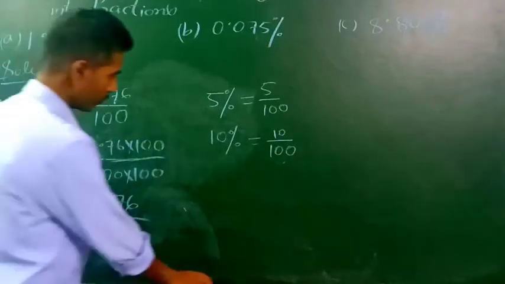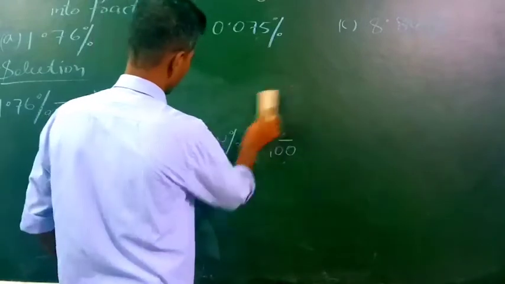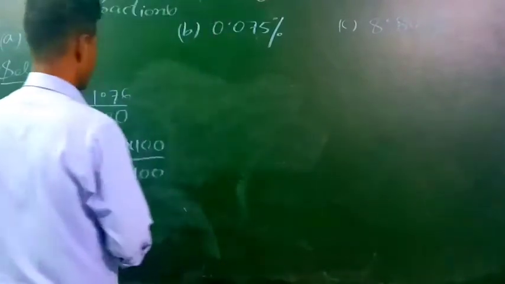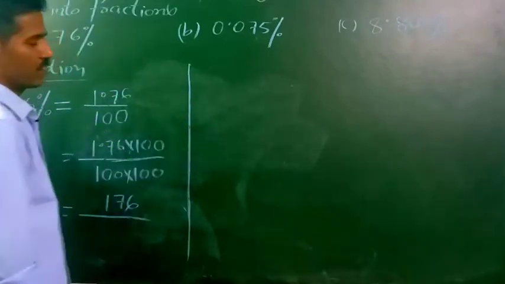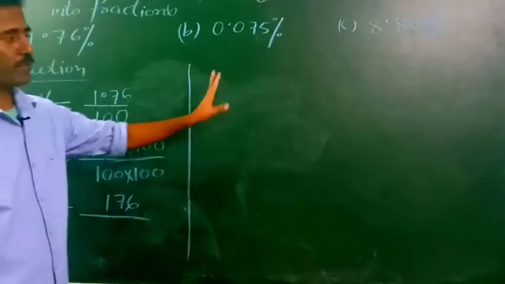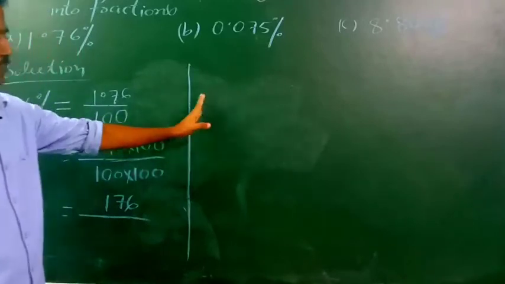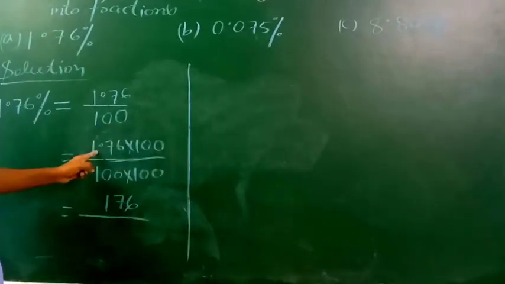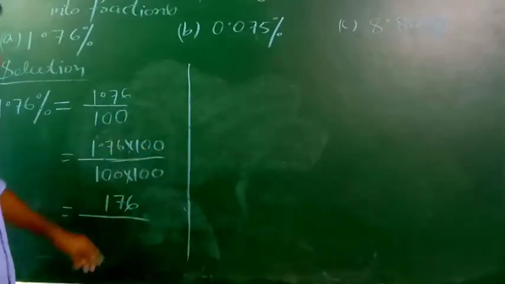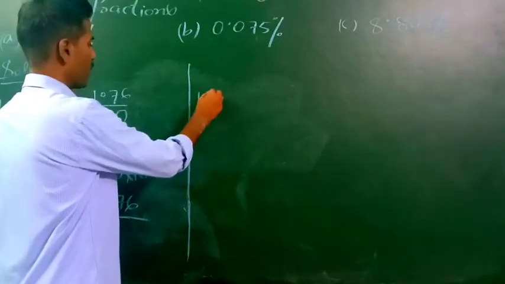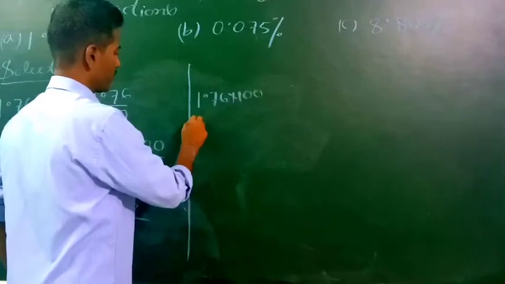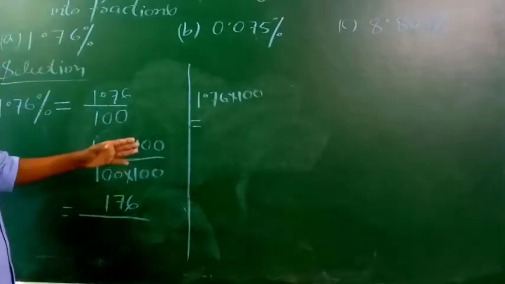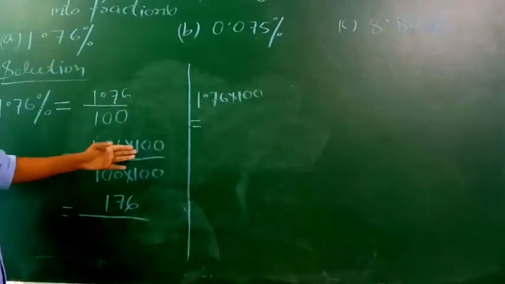Okay, 1.76 into 100, it will become 176. How does it come? So this is rough calculation, this is not mandatory to do. While doing in exam also you don't do like this. If you want to do rough calculation, do, but no need to show us. Anyway, 1.76 into 100.